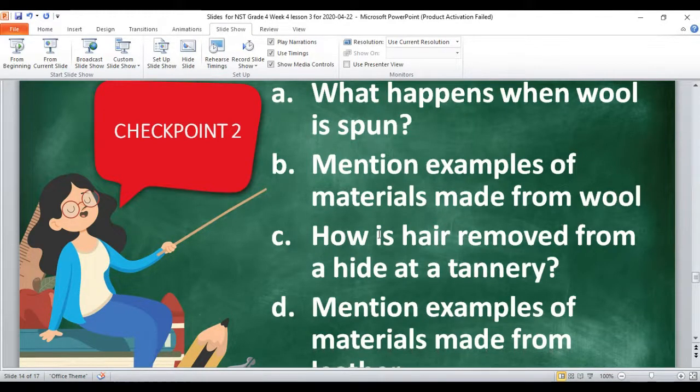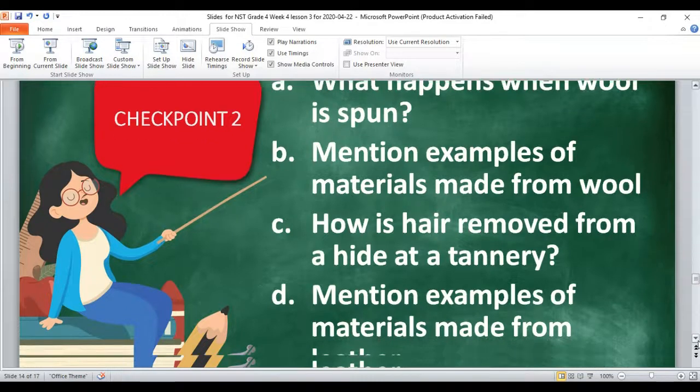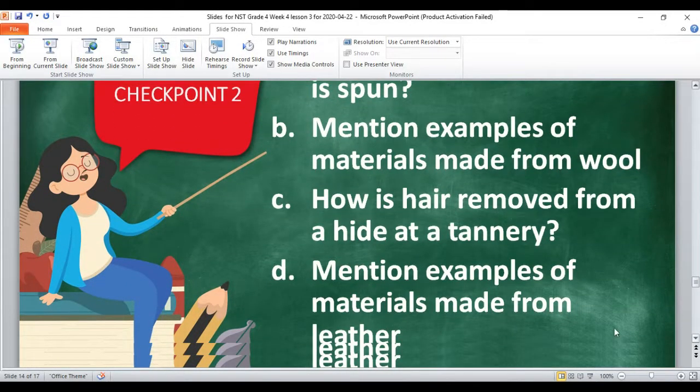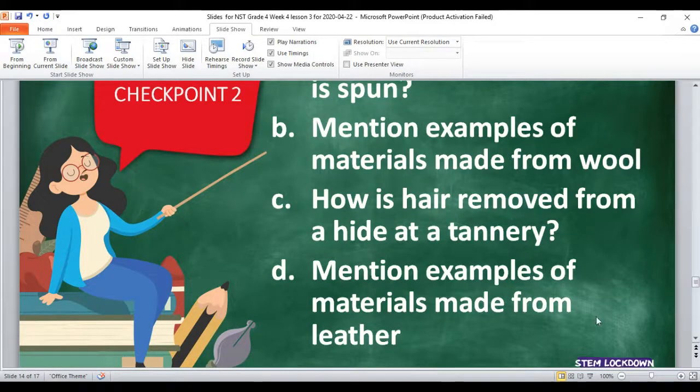Then number C, how is hair removed from hide at a tannery? How is the hair removed? You remember they also make sure that it is preserved as well, but they also remove the hair. How is it removed?